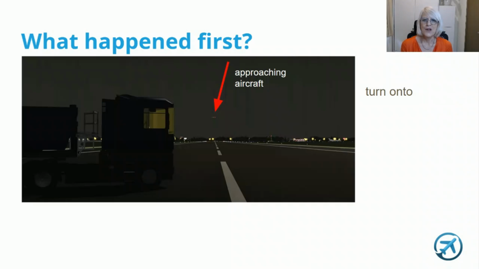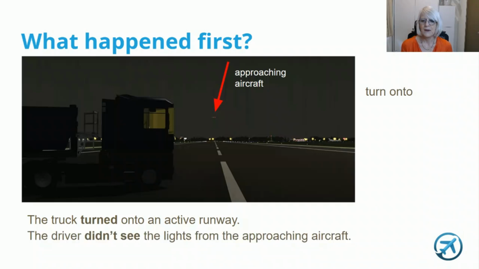Let's get started. For this picture, the vocabulary you need is turn onto, which is a phrasal verb, and it is regular. It ends in ed. In the photo, you can see an approaching aircraft represented by 3 little dots, and you can see a truck here. What happened first? The truck turned onto an active runway. The driver didn't see the lights from the approaching aircraft. So here we have the negative of the irregular verb see.